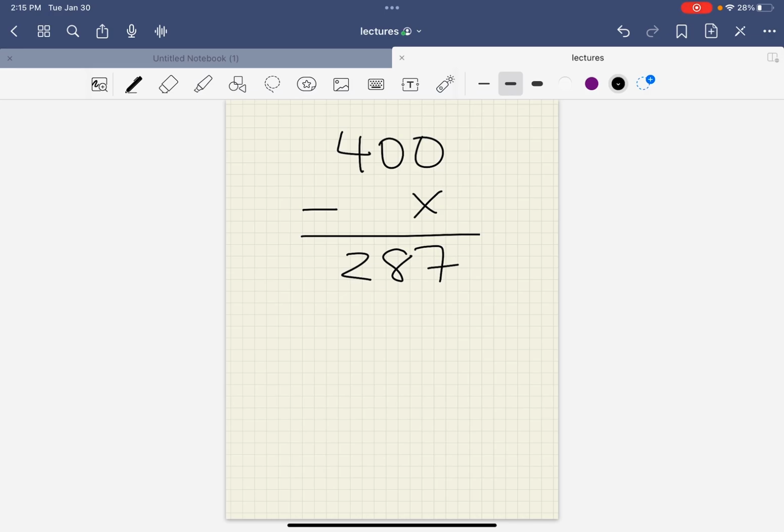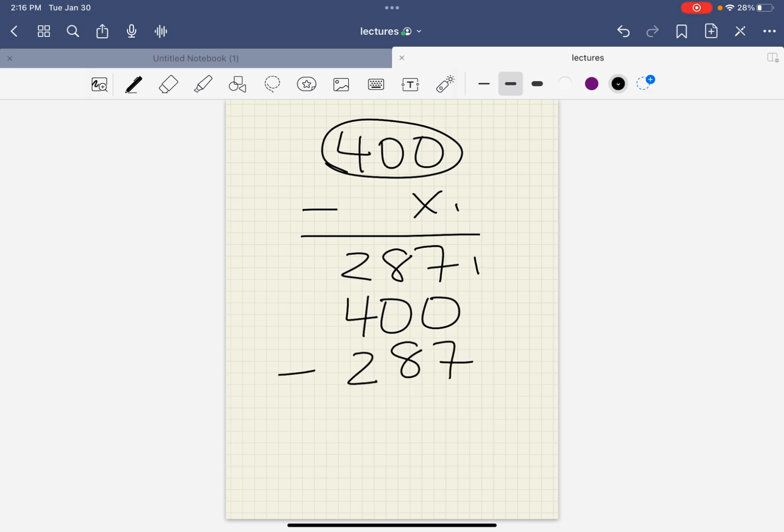Okay, so we have the big number. We're subtracting a small one, and we get the small one. So in order to find the other small one, we take the big one, and we subtract the small one that we know. Okay, we can't do that, so we have to borrow and borrow. Borrow from that, make it 9. This becomes 10. So 10 minus 7 is 3. 9 minus 8 is 1. And 3 minus 2 is 1. So there were 113 people that dropped out.